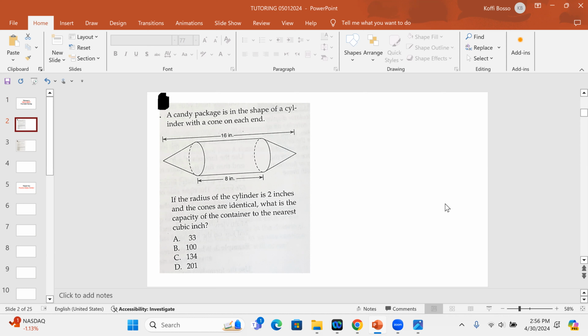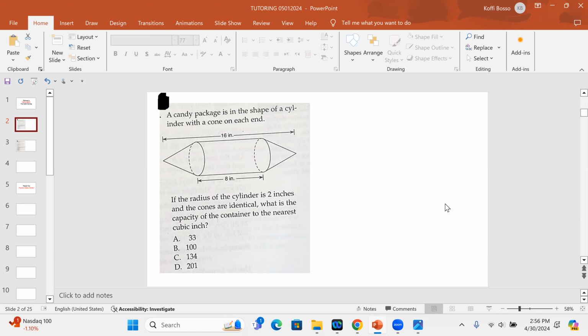Yes, of course. First of all, this is a geometry problem of combined figures. So the problem is: a candy package is in the shape of a cylinder with a cone on each end. The question is, if the radius of the cylinder is 2 inches and the cones are identical, what is the capacity of the container to the nearest cubic inch?